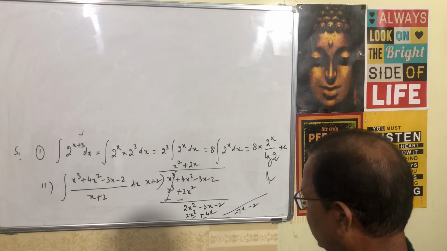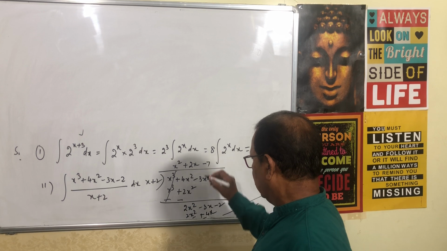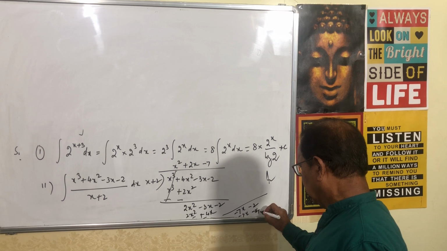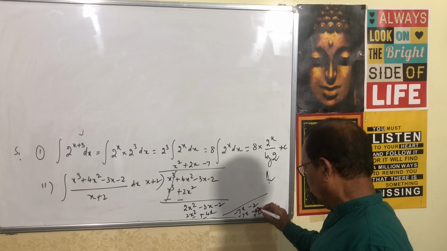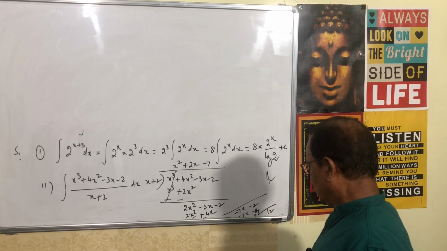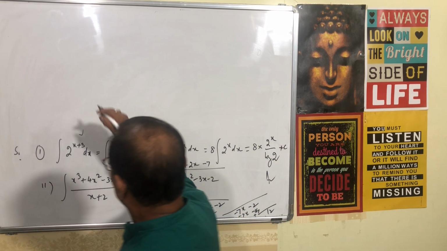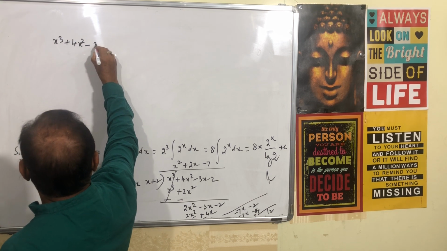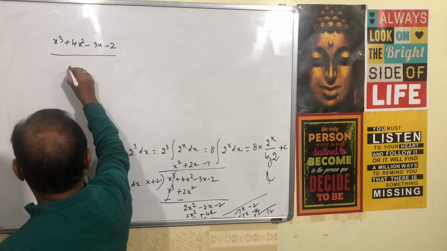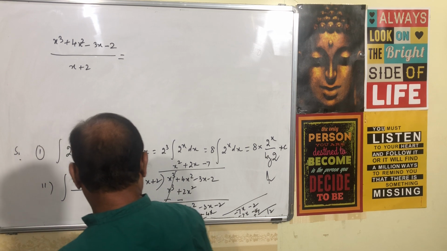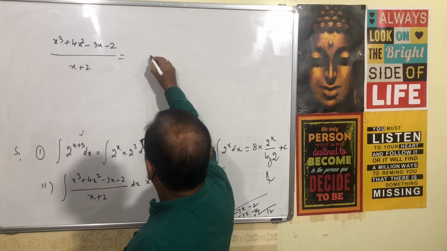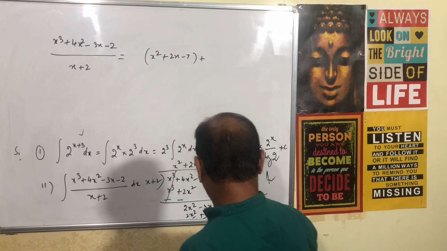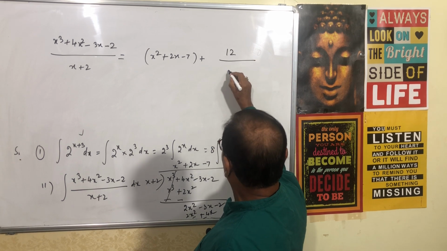Now, minus 7x, so we shall write here minus 7, and finally minus 7x minus 14, and again minus plus. So, minus 2 minus 14 gives 12. Therefore, x cube plus 4x square minus 3x minus 2 divided by x plus 2 will be written as: this is the quotient x square plus 2x minus 7, quotient plus remainder 12 divided by divisor x plus 2.